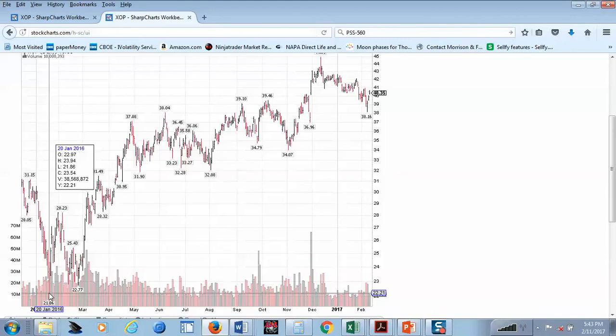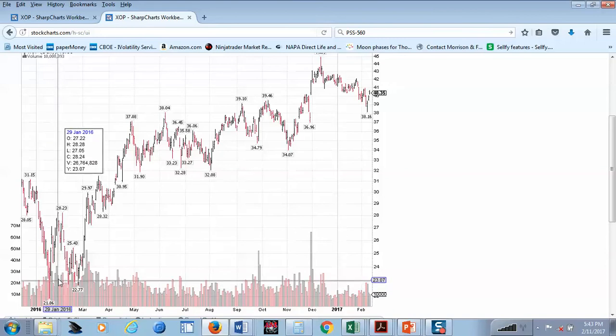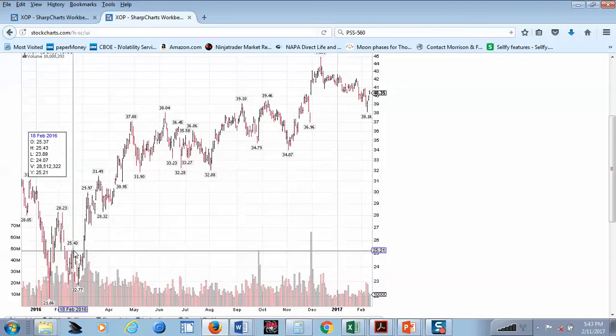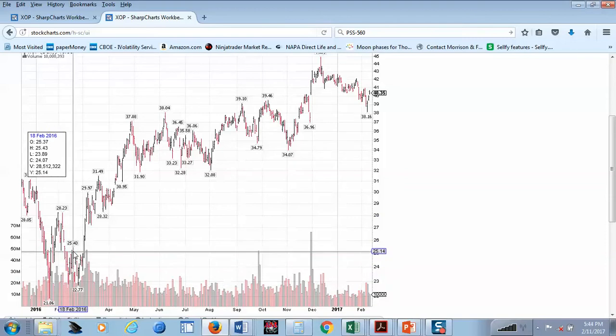It's January 20th, 21.86, so I'm just going to round that up to 22. So 22 plus 20 is 42. The 42nd day is February 11th. So here we go, here's February 11th, and you notice it had this drop right here, stopped, so the trend going down ended here, and then reversed.